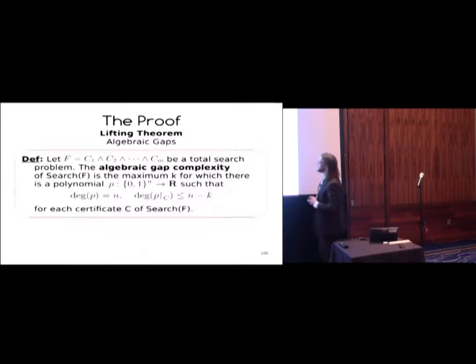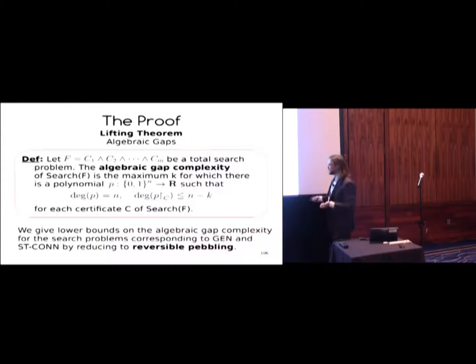So I don't really have time to tell you how we get the algebraic gaps, because it's not an easy problem. It involves looking at big systems of linear equations and reducing them. But maybe I'll just say, to get a lower bound for ST connectivity and for Gen, we more or less reduce to something called reversible pebbling, or this Diamond-Tompa pebbling game, if you're familiar with it in that form.